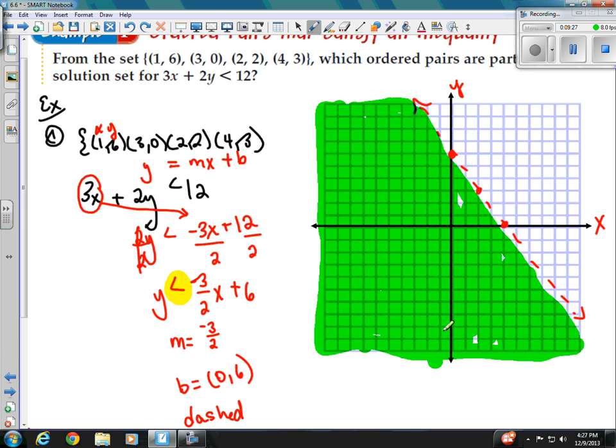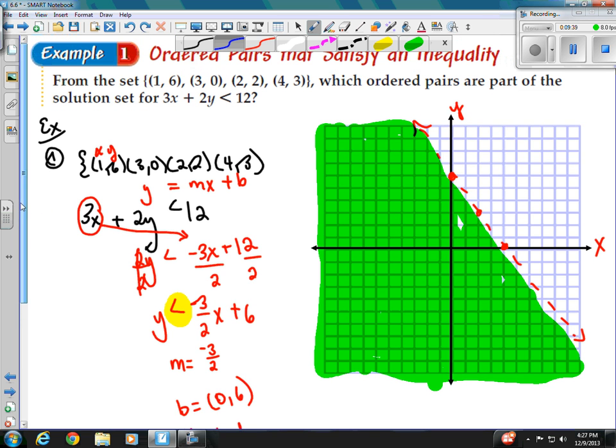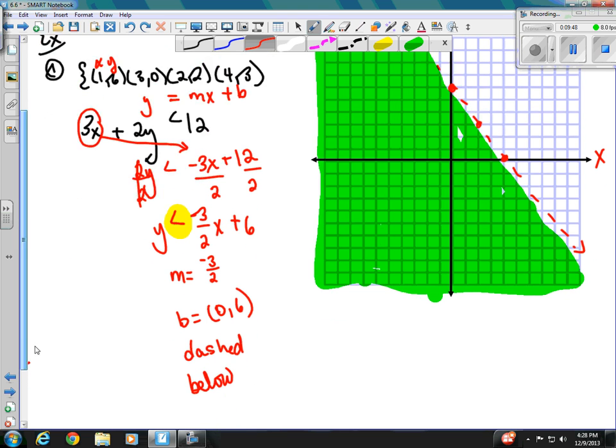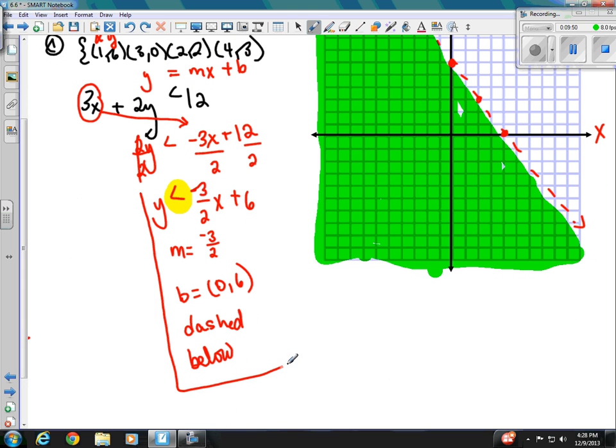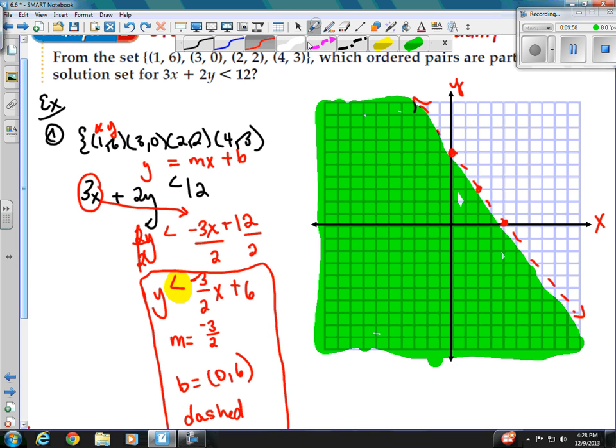Now the original question is if these ordered pairs are a solution. Well, this green area now is my solution region. So we just see if these ordered pairs are in my solution region. If they are, then that means that they are a solution. If they're not, that means they're not a solution. So I'm going to real quick go back and box in my information. This is all my information for my graph. Now, let's see about these ordered pairs.